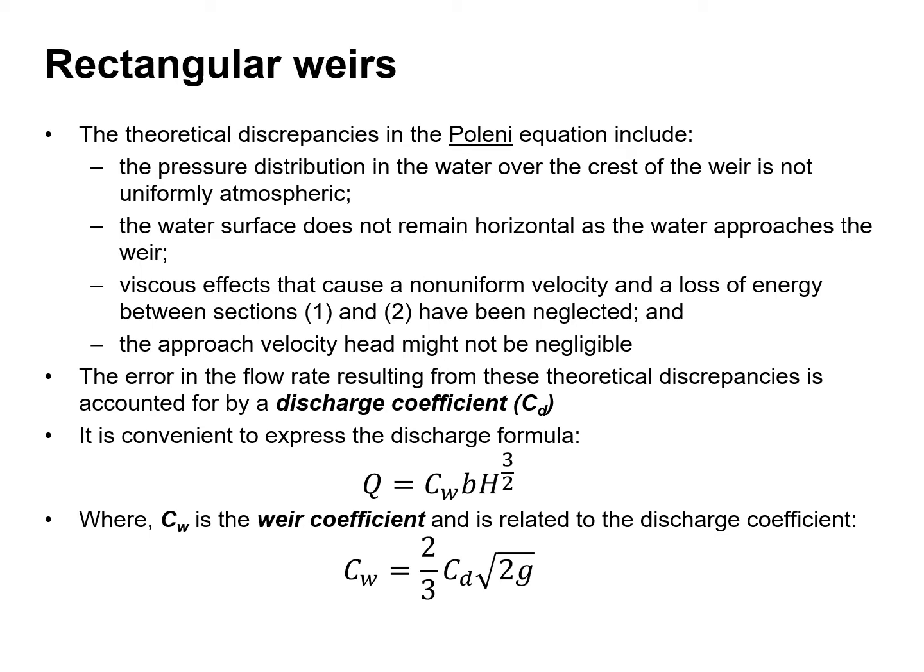There are a number of theoretical discrepancies in the Polanyi equation, and they include the following. The pressure distribution in the water over the crest of the weir is not uniformly atmospheric. The water surface does not remain horizontal as the water approaches the weir. And viscous effects that cause a non-uniform velocity and a loss of energy between sections 1 and 2 have been neglected, and the approach velocity head might not be negligible. So the error in the flow rate resulting from these theoretical discrepancies is accounted for by a discharge coefficient C_D. And it's convenient to express the discharge formula as shown here, where C_W is the weir coefficient and is related to the discharge coefficient as shown.